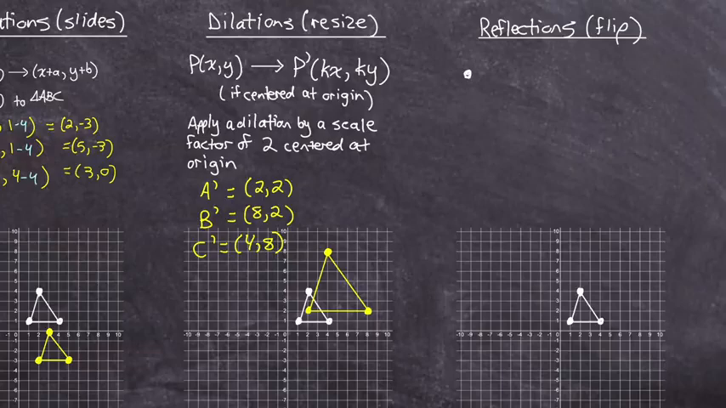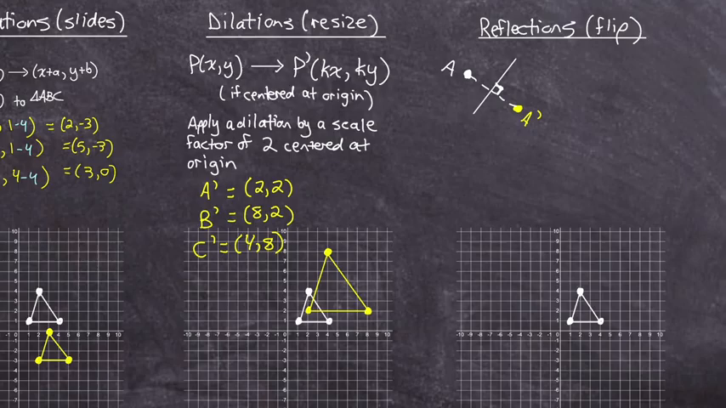If we have some pre-image point A and I want to reflect it across some line, point A prime will be on the other side of that line in such a way that the line is the perpendicular bisector of the line connecting A and A prime, meaning it goes right through the middle of that connecting line at a 90-degree angle. And there are a few general rules for how we can flip points across different lines.